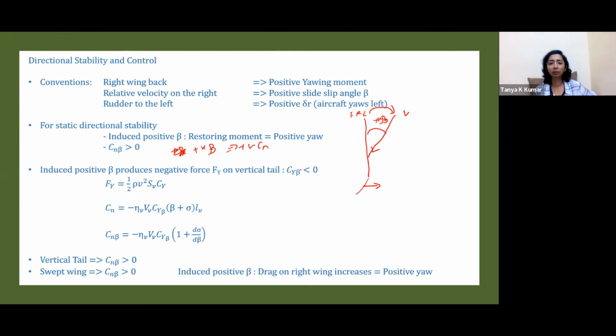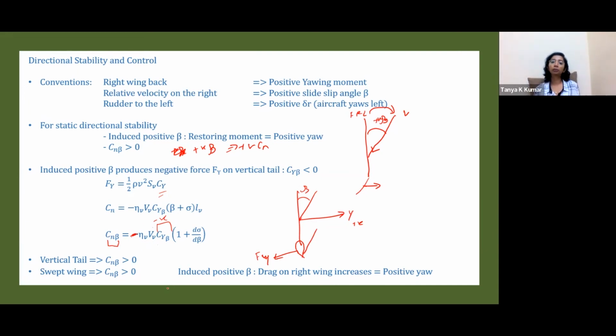Now we see that due to an induced beta, due to positive beta, a force is produced on the tail. So this is the tail. There is an induced beta here. The force Fy is produced here, but your positive y direction is here. This is your positive y-axis. So your Fy is negative. That is, the Cy beta is negative. So to ensure that Cn beta remains positive, you introduce a minus sign here because your Cy beta is negative.